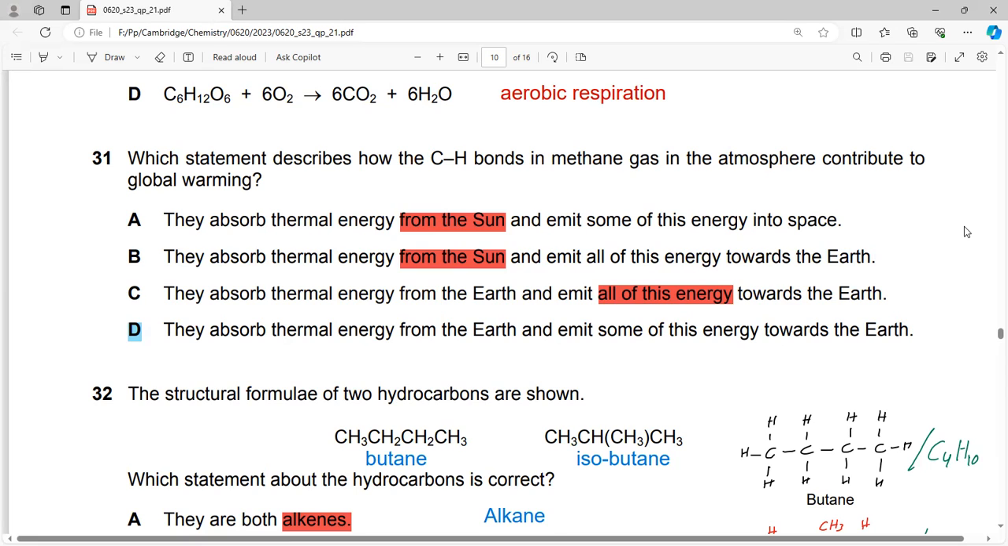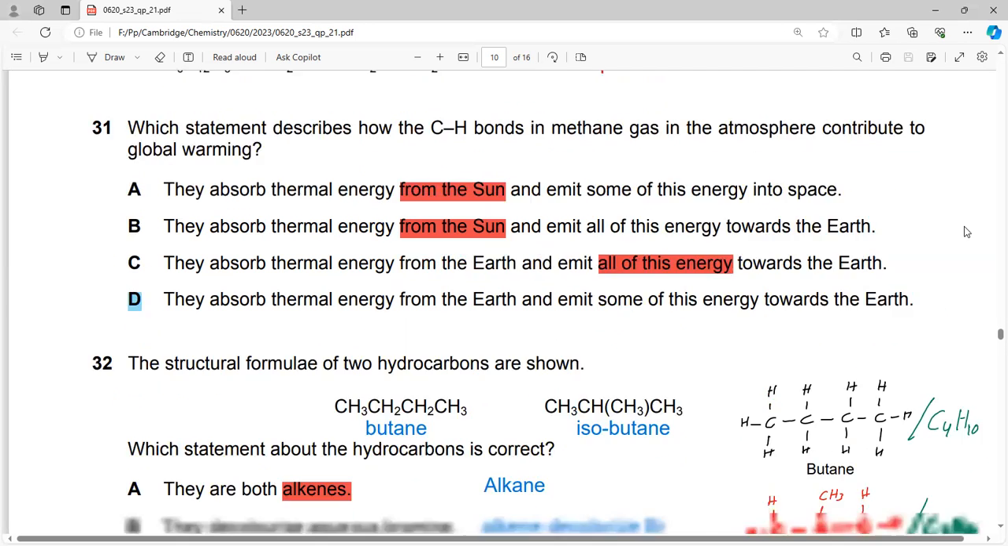So they absorb thermal energy from the sun. So "from sun" is wrong here. In the B option, it's also wrong. In the C option, they absorb thermal energy from Earth, which is correct, and emit all of this energy toward the Earth. That's wrong, because not all of this energy is emitted. In D, they absorb the thermal energy from the Earth and they emit some of this energy toward the Earth. So that's why D is our correct option here.